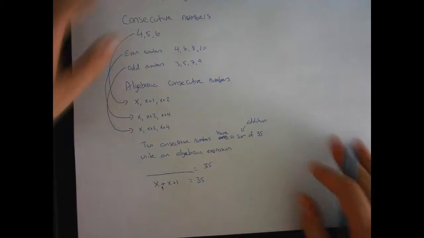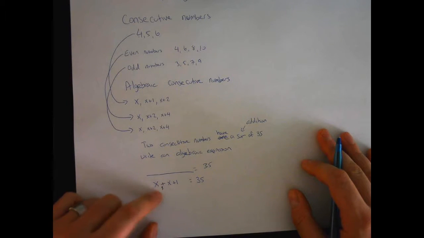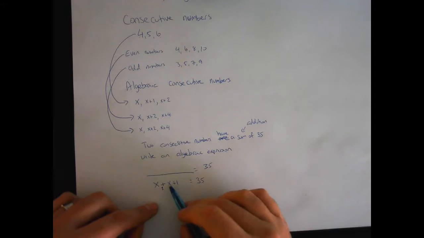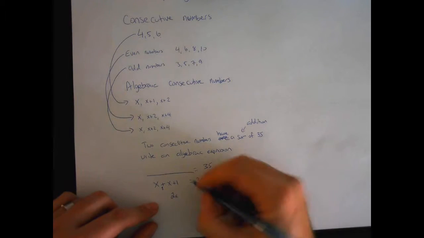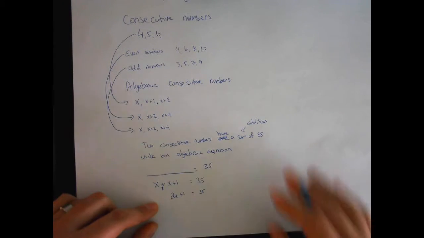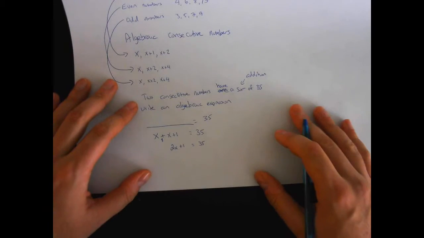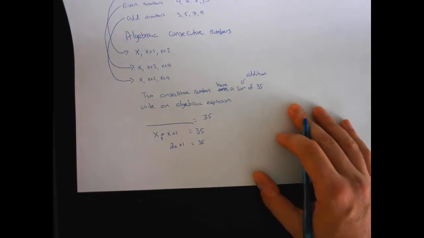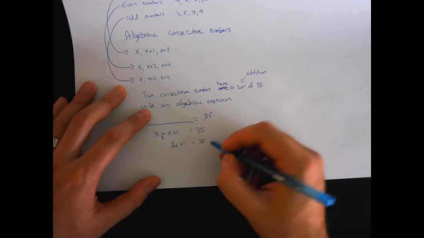Okay? So now we have x plus x plus 1. Let's simplify this on the left because it is a little tricky. I want to group the x's together. So x plus x can also be written as 2x because there's two x's. 2x plus 1 equals 35. So now we're able to do some simple algebra. And I know that sounds crazy for some people. What do you mean, simple algebra? It's really simple.